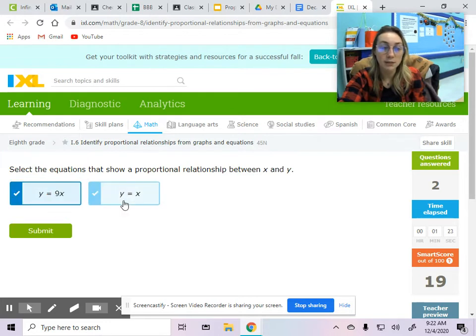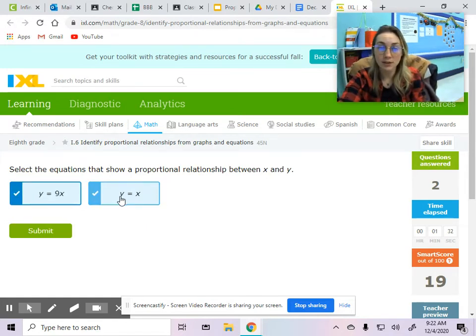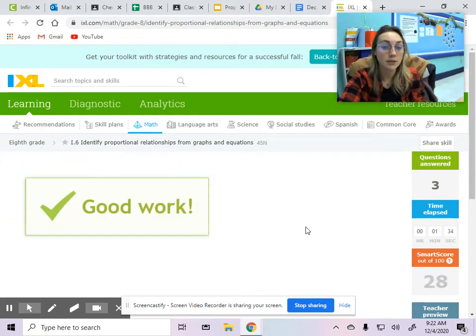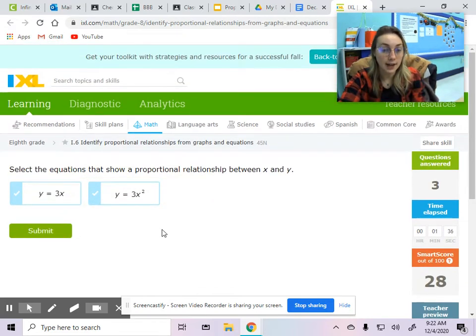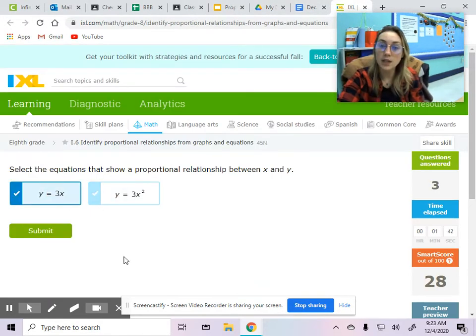They both have a y equals x. There's an invisible 1 in front of this x right here, so 1 is going to be the slope. Since there's no y-intercepts on either of these, they're both proportional, and therefore we can keep going. All right, so the only one that looks like this one right here is going to be this one, so that's going to be our proportional equation.